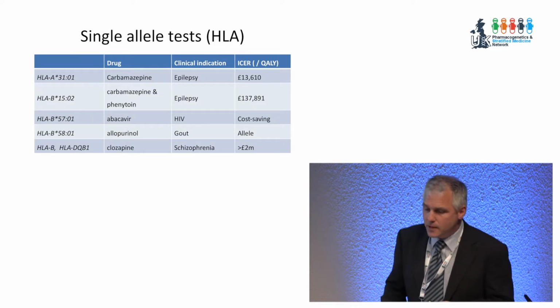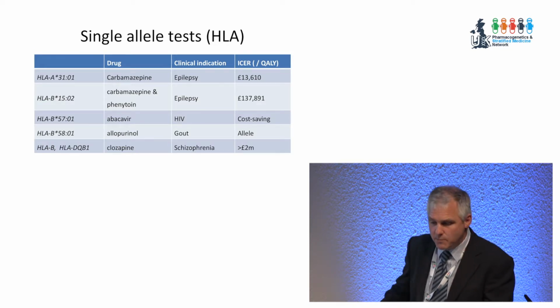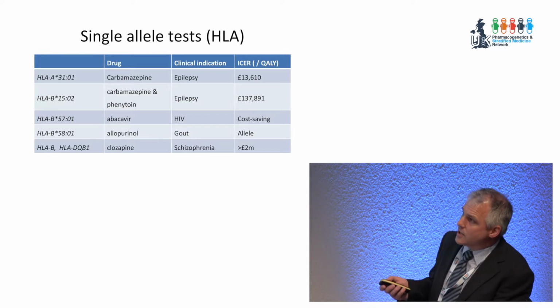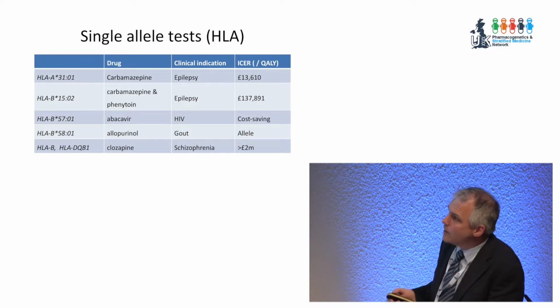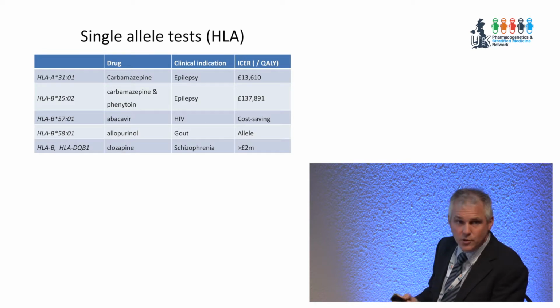This slide summarizes some cost-effectiveness estimates based on single allele tests, and the carbamazepine one, with HLA-A*3101, is a study that we had performed, which showed it was cost-effective to test in European populations. The B1502 in the context of epilepsy, and in a UK study at least, where the prevalence is much lower, is not cost effective. It exceeds the NICE threshold of £30,000 per QALY by quite some margin.